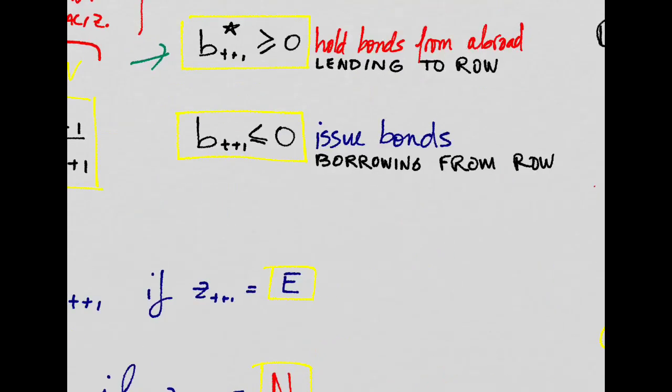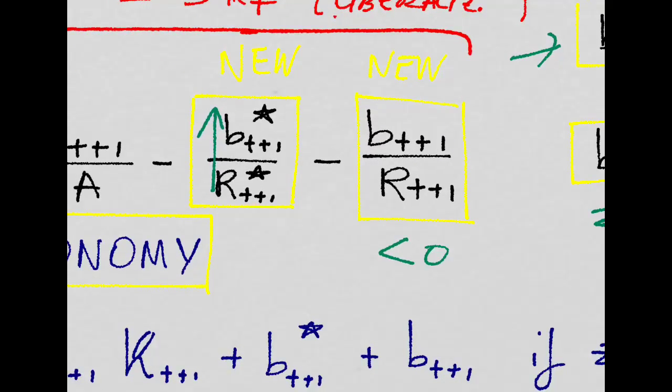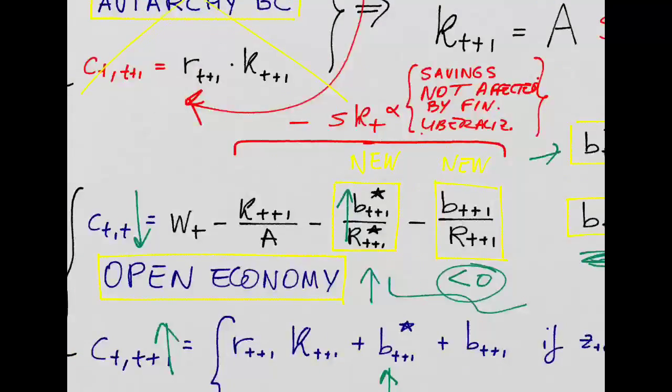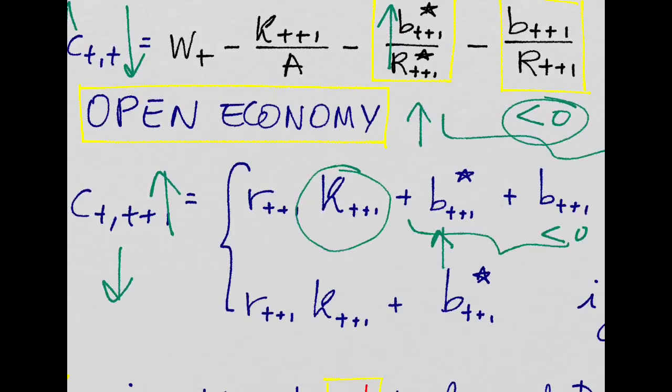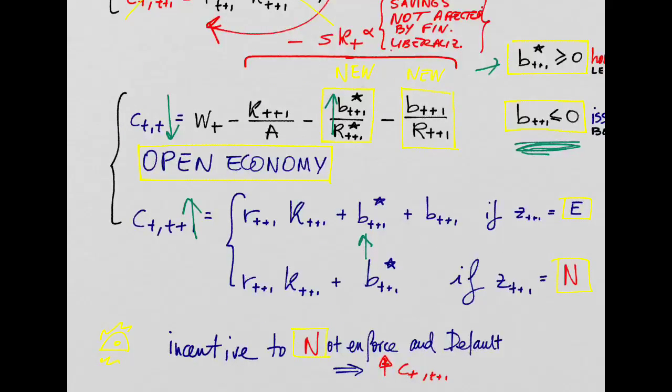And if we borrow from abroad, notice that this means this B is negative, because we will be having a negative asset position. Then, this being less than zero means that this increases, so by borrowing today, we can consume more today, but tomorrow, this is negative, so we will have to consume less. So it is just another savings vehicle. Before, we only had capital, but now we can also use bonds. Now, you can see here why a country might have an incentive not to enforce the debt payments and default.